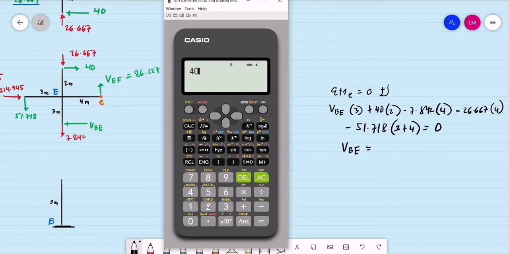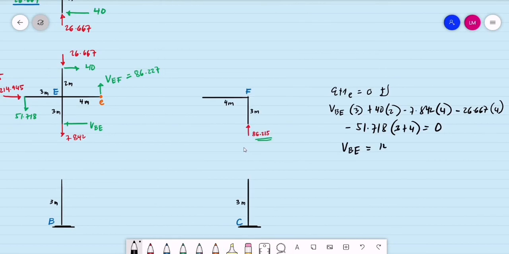So this is the same as we have 40. This is multiplied by 2, minus the 7.842 multiplied by 4, then minus we have 26.667 also multiplied by 4, then minus we have 51.718. This is multiplied by 3 plus 4 is 7. This is a negative value, then transposed it will be positive, to be divided by 3. This is 140.02. So we have 140.02 kilonewtons. That will be the shear for column BE.